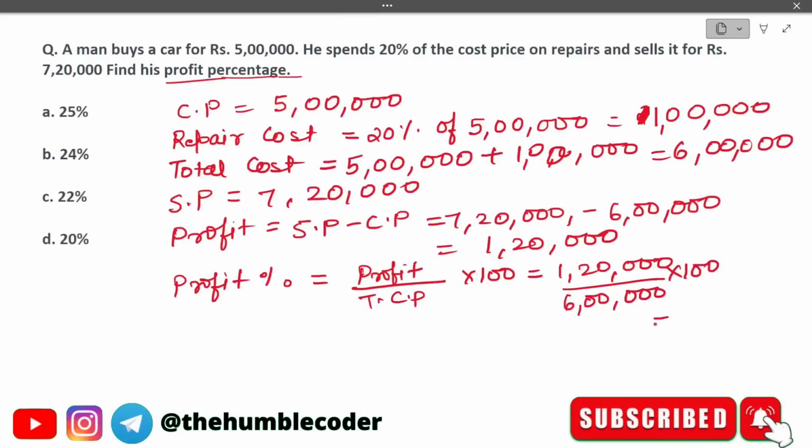So the final answer that we will get for this question is going to be 20%. So how much profit percentage has he got? That is 20%. So the correct answer in this case is option number D, 20%.